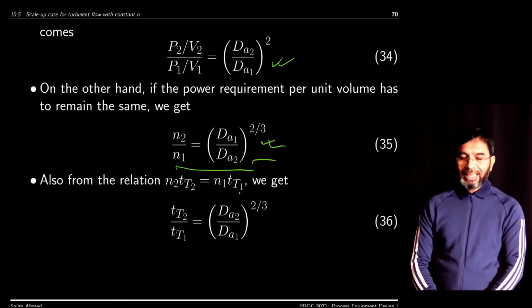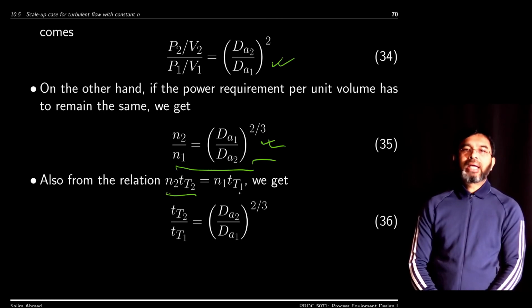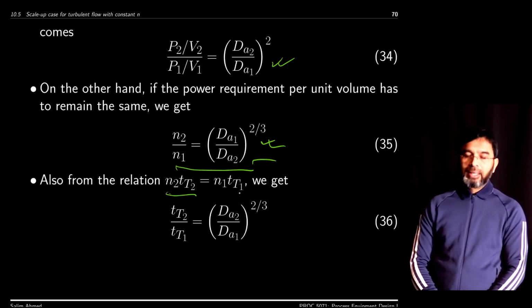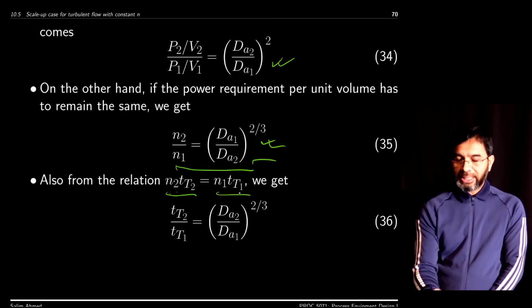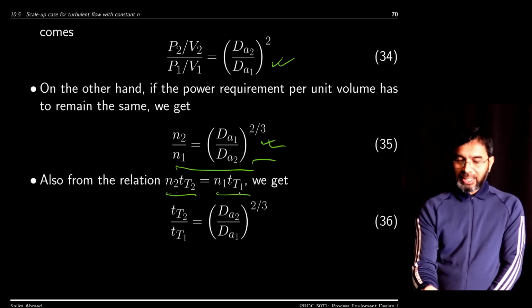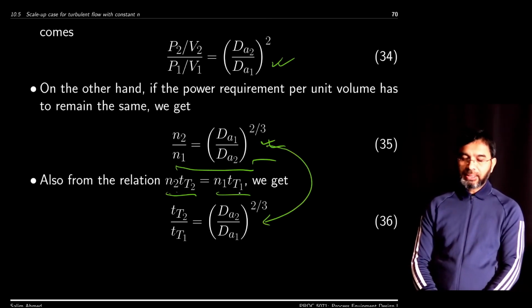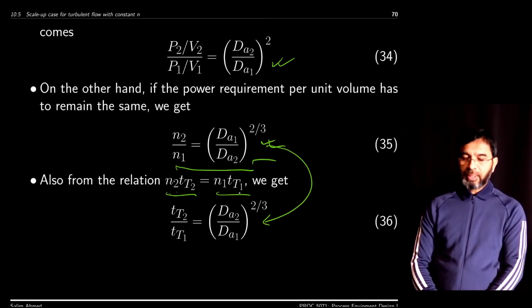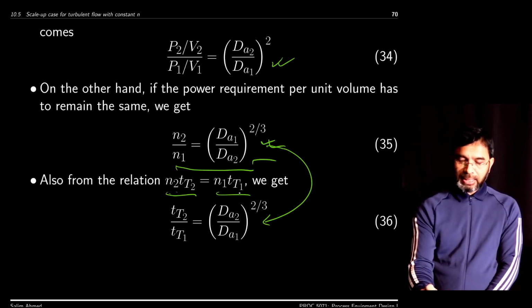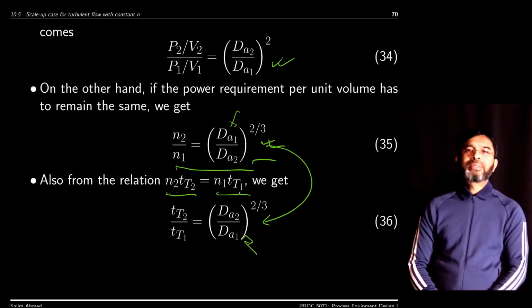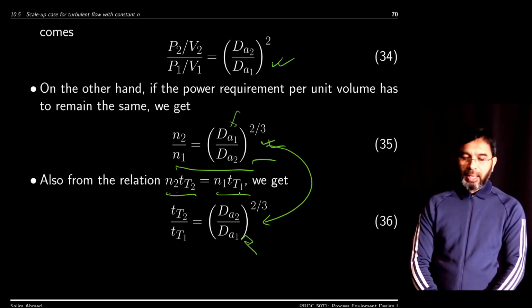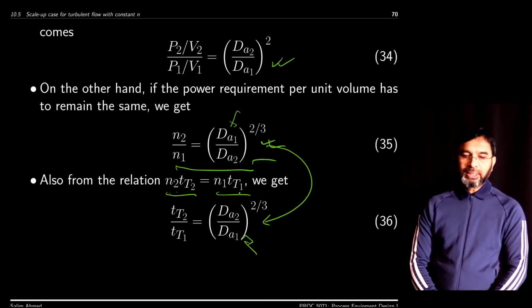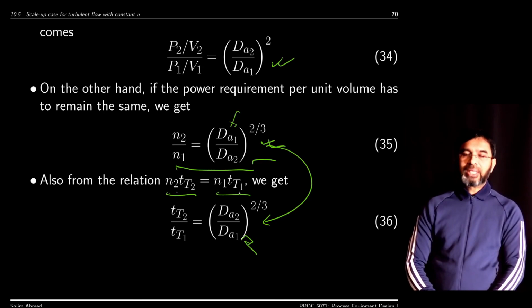Now another term is the time requirement. We know that if the other dimensions are maintained constant, the term n tt becomes constant, meaning that n2 tt2 will be n1 tt1, and from there, for this case, we'll have tt2 over tt1 simply becomes (dA2 over dA1) to the power 2/3. To remember that here this is dA1 over dA2, this is dA2 over dA1. So we have seen how to perform a scale up, how to define this scale up ratio, and how to calculate the power requirement for a scaled up mixing and agitation unit.